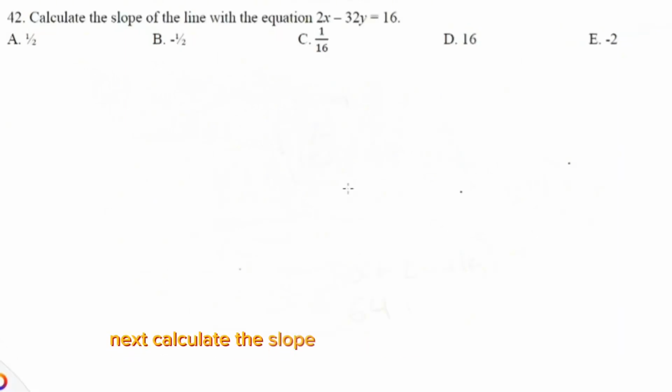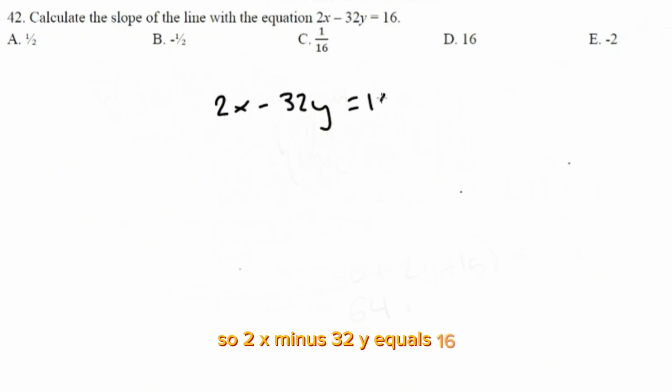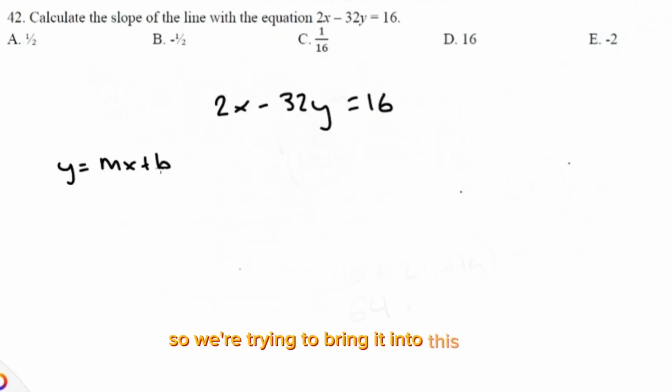Next, calculate the slope of the line with the equation 2x minus 32y equals 16. Alright, so 2x minus 32y equals 16. So this is in standard form. We need to bring it to slope-intercept form, which is y equals mx plus b. So we're trying to bring it into this form. That way we can just take m as our slope.